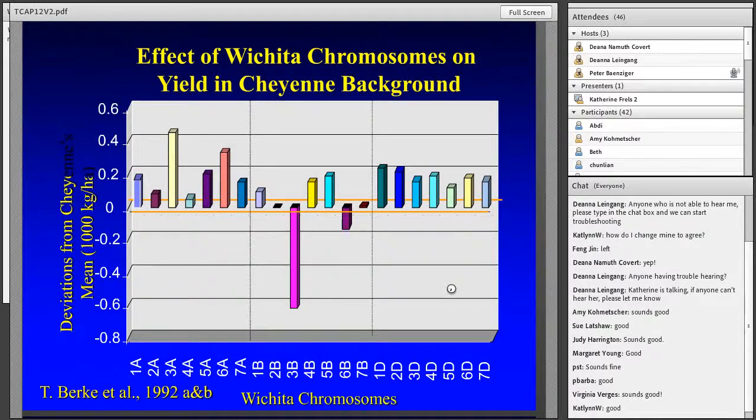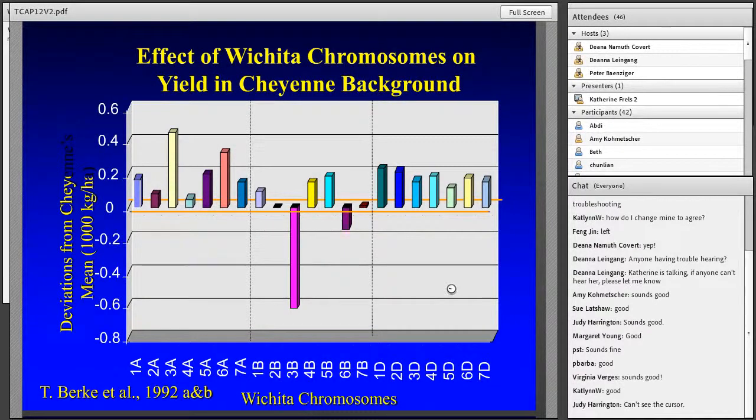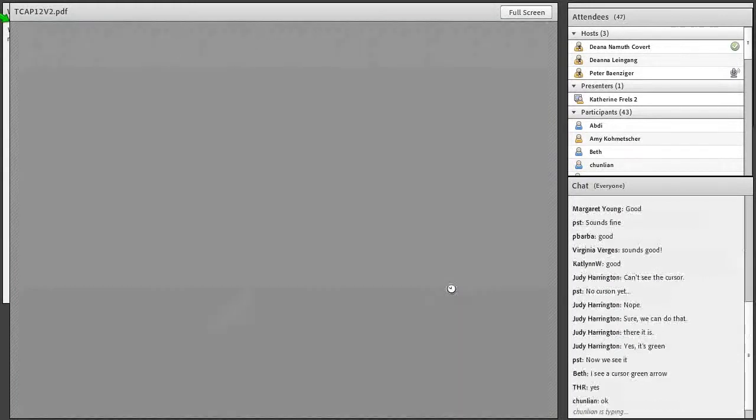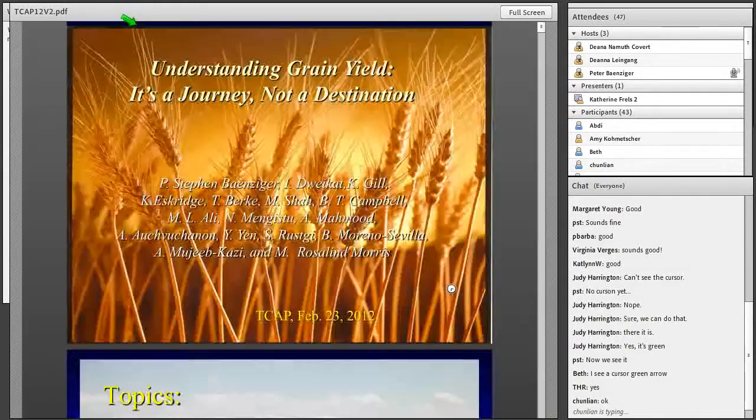And as you're probably aware, wheat has 21 chromosome pairs. So what Rosalind did is she substituted chromosome 1A from Wichita, replacing chromosome 1A of Cheyenne. So the other 20 chromosomes are Cheyenne, but now we've got Wichita in it. Okay?